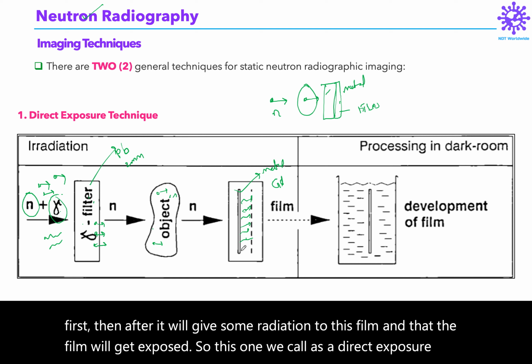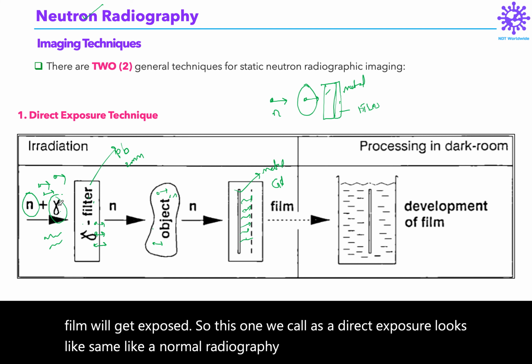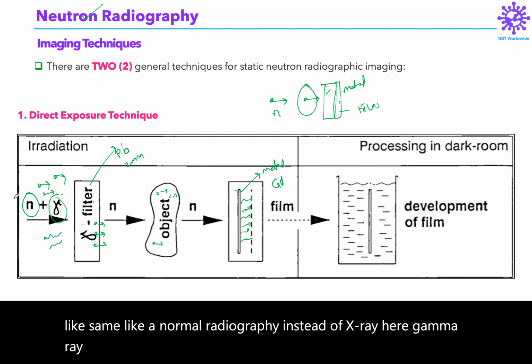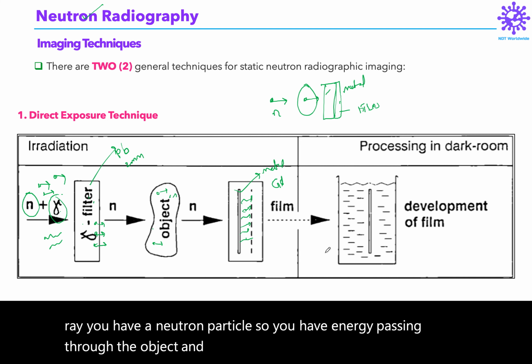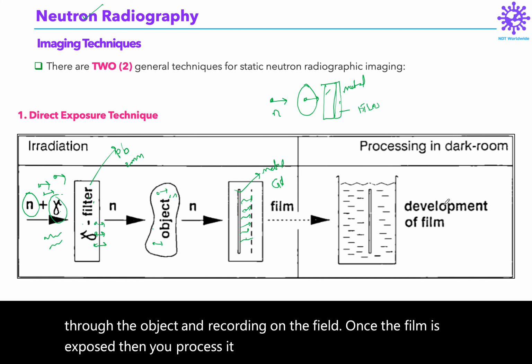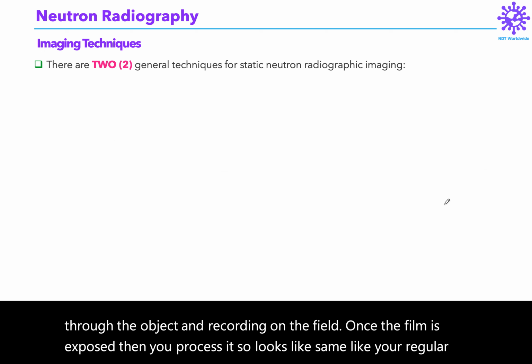It looks the same as a normal radiography. Instead of X-ray or gamma ray, you have a neutron particle. So you have energy passing through the object and recording on the film. Once the film is exposed, then you process it. So it looks the same as your regular conventional X-ray and gamma ray technique.